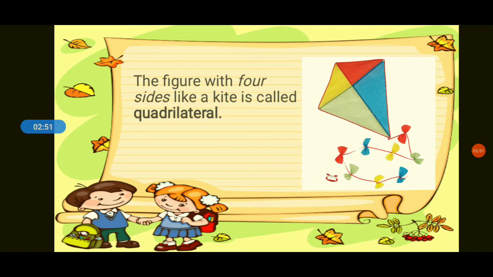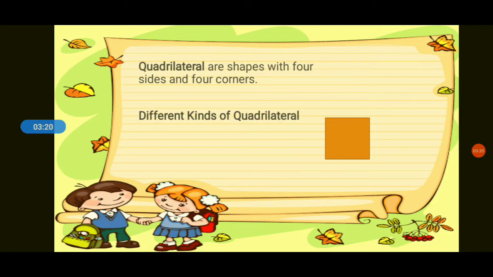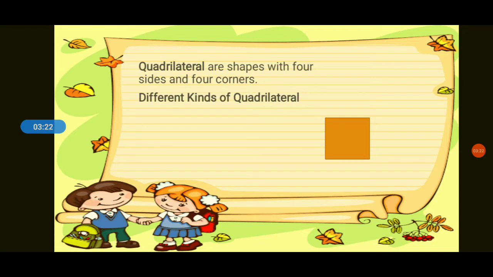Okay, so again, what is quadrilateral? A figure with 4 sides. What is a figure with 4 sides? A quadrilateral. Very good. Now, quadrilaterals are shapes with 4 sides and 4 corners. Always remember that if we say shapes with 4 sides and 4 corners, that is quadrilateral. Do you understand? Now there are different kinds of quadrilateral.